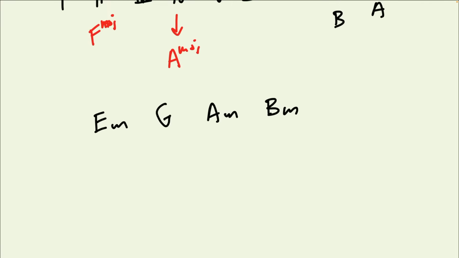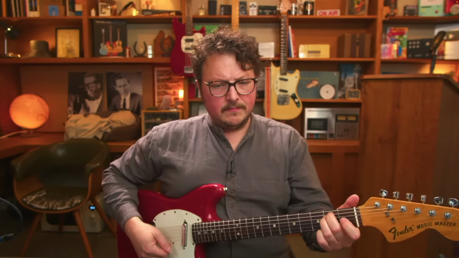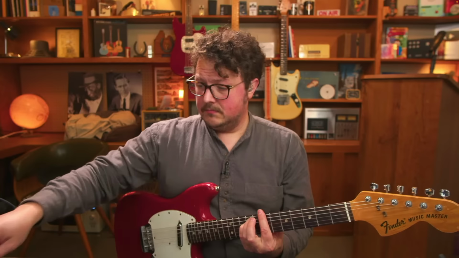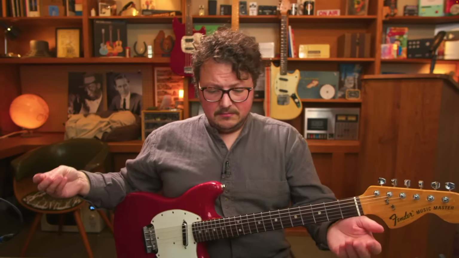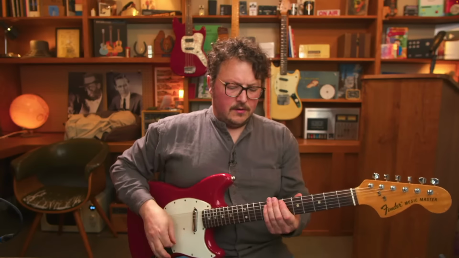Okay, so this is the chord progression I'm aiming for. So we've got E minor, G, A minor, B minor. That sounds nice. This is just normal E minor, key of E minor. So let's hit record.